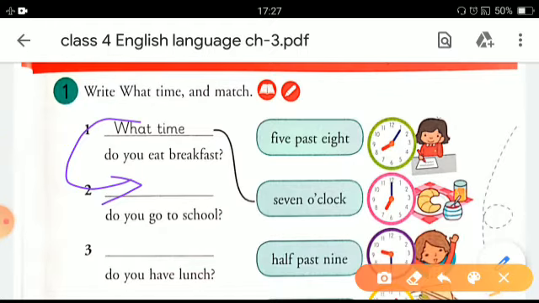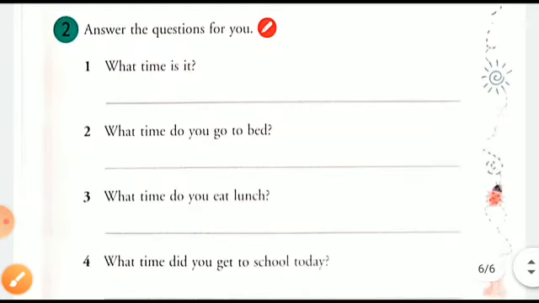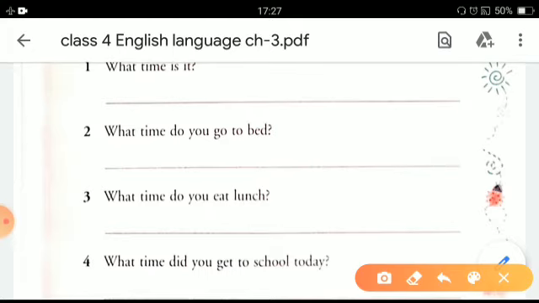And the next one, that is, what time do you go to school? So you'll write 5 past 8. In the same way, you'll be doing the third and fourth on your own. And the next exercise is also for your activity, and this you'll be doing on your own.